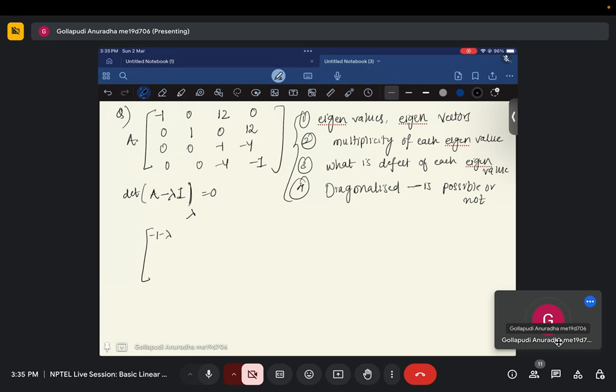Minus 1 minus lambda, 0, 12, 0; 0, 1 minus lambda, 0, 12; 0, 0, minus 1 minus lambda, minus 4; 0, 0, minus 4, minus 1 minus lambda. Okay, so the determinant of this has to be 0. So if you open it, it's a 4x4 matrix, but so many zero entries are there, so the calculation should not be that difficult.